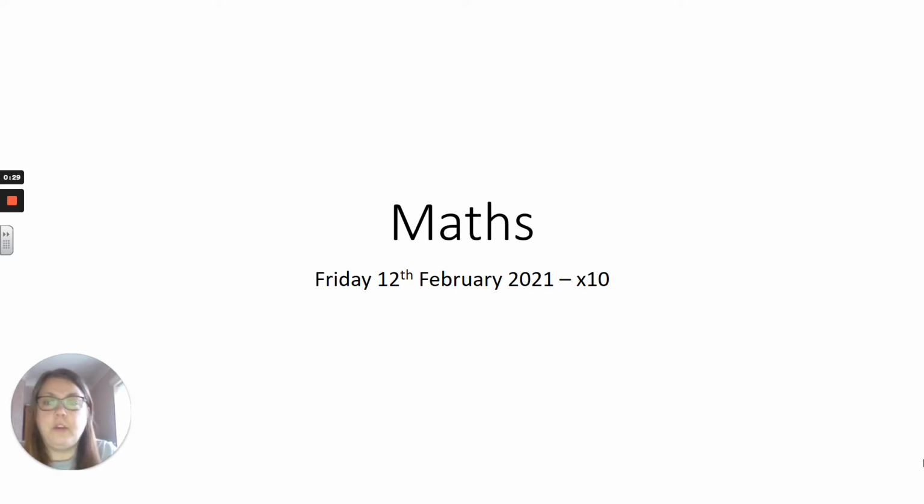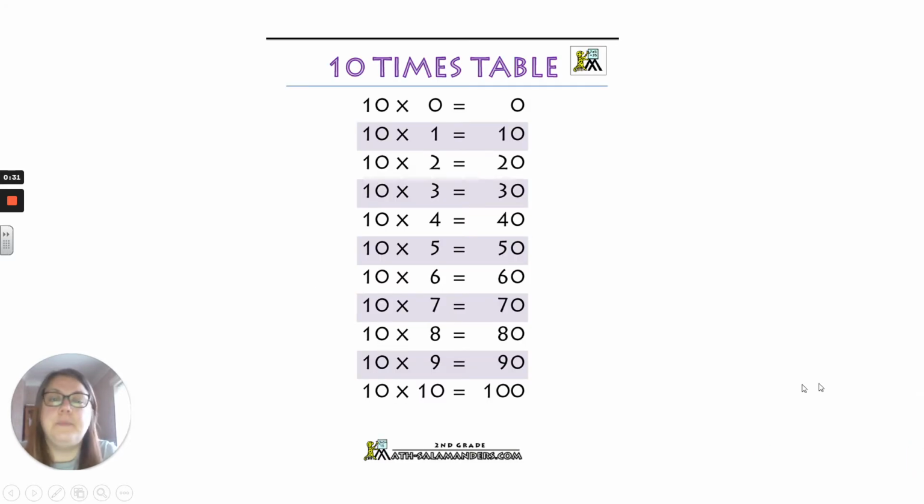But before you do that, let's have a look at today then. So here are our 10 times table. So let's say it together. Are we ready? 10 times 0 is 0.